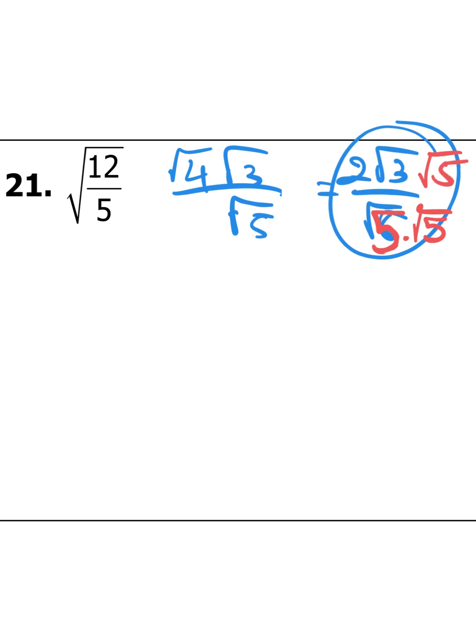Okay, and then the bottom will be 5. The top will be 2 square root of 15. Because 3 times 5 gives you 15. And then you can say you're done.